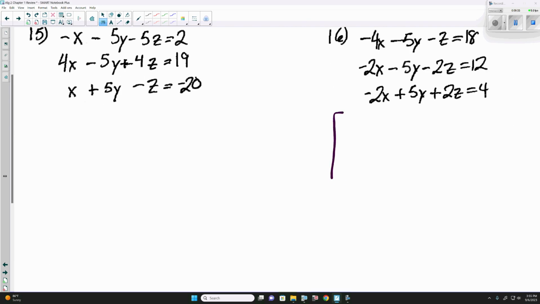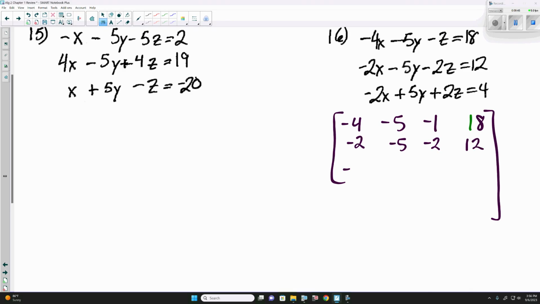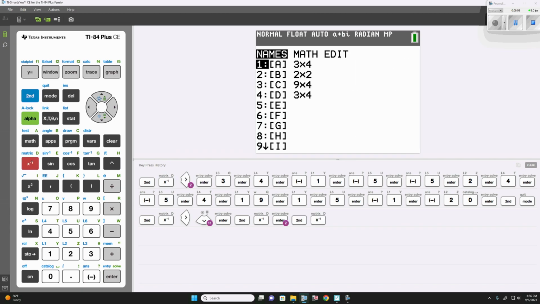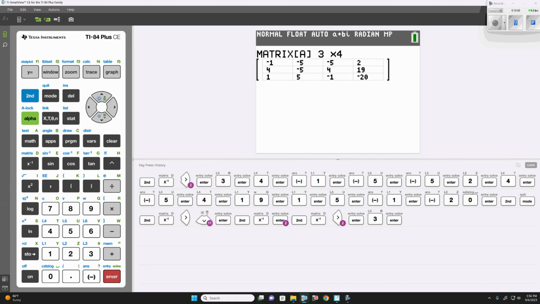Because again, if we do this in the calculator, the first thing we need is the augmented matrix. So negative 4, negative 5, negative 1, 18. Then we have negative 2, negative 5, negative 2, 12, negative 2, 5, 2, 4. And again, this is a 3 by 4. The first thing we can do is grab the graphing calculator, and we need to put the matrix in. So we'll go second matrix over to edit. It is still a 3 by 4.